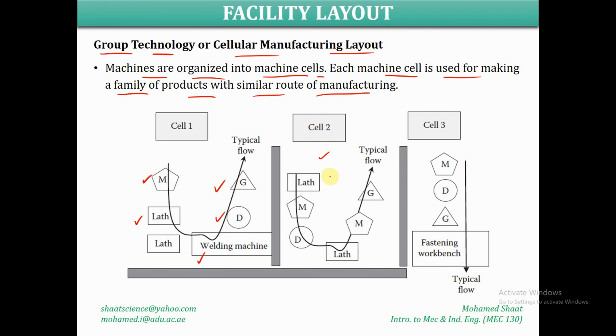In cell 2, we have another route of manufacturing. We start with the lathe or turning operation, milling, drilling, lathe one more time, then milling one more time, and we end up with grinding. In cell 3, we start with milling, then drilling, then grinding, and fastening, and workbench, and we end up with the product.